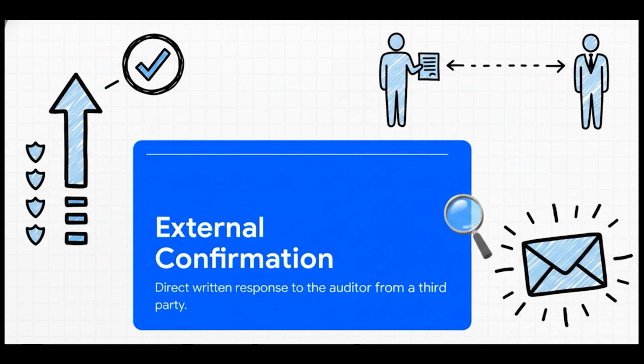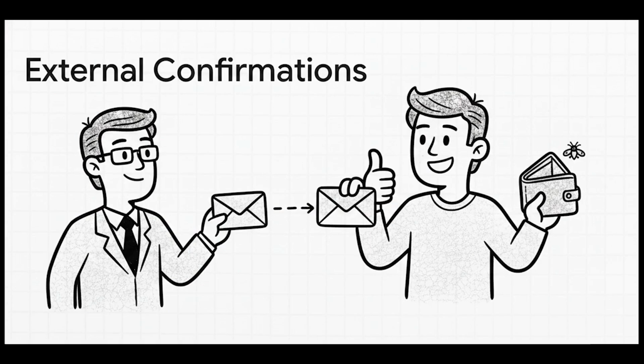First up is external confirmation. As we just learned from our reliability hierarchy, getting a direct written response from a third party sent straight to the auditor, that is a top-tier procedure. So here's how you actually do the job in practice. You'd send a receivable circularization letter directly to a sample of your client's customers, asking them to confirm exactly what they owe. This brilliantly proves the existence assertion. The customer is literally agreeing the invoice is real.